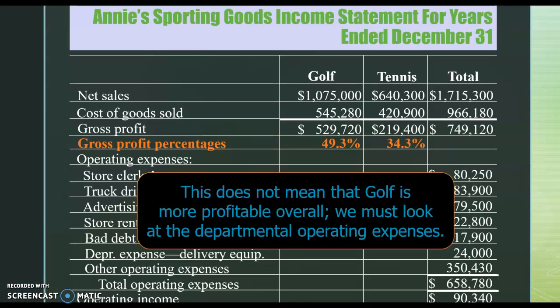Okay, another thing that we can look at is the actual departmental operating expenses. And so these are the expenses that each department has.